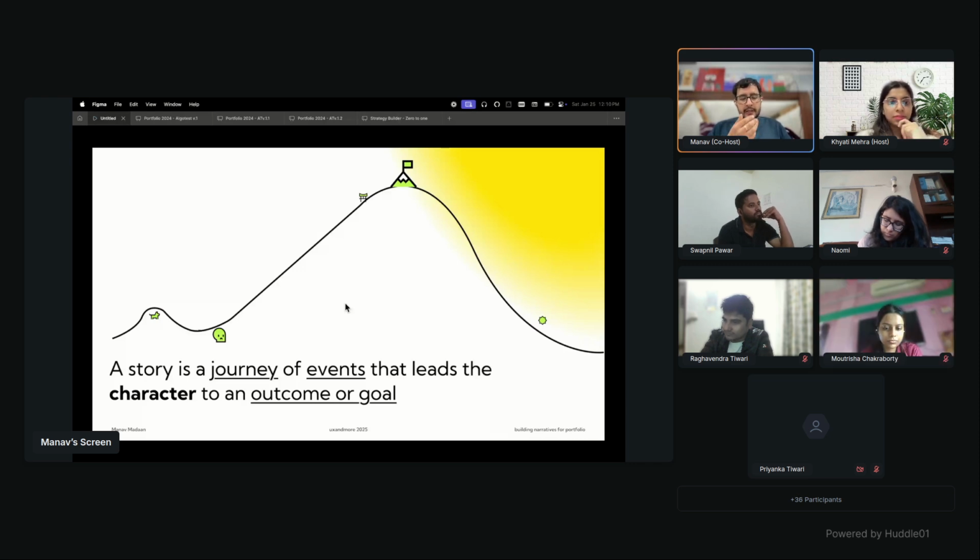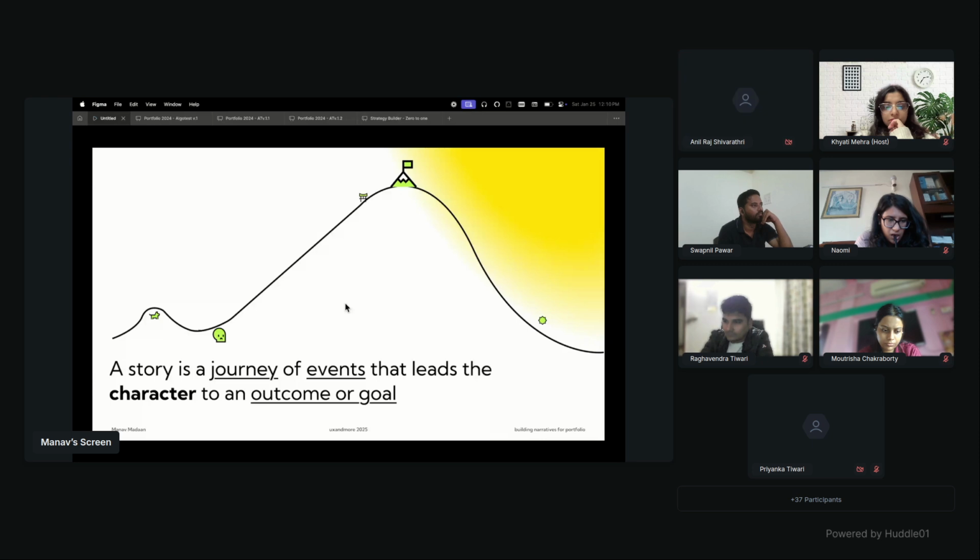So what is a story, yaar? A story is basically, as mentioned on screen, a journey of events that leads a character to an outcome or goal, right? And I have highlighted journey, events, characters, outcome or goal. Now there is a graphic on the screen which is similar to the graph that you just saw, right? It's a plot graph, right?